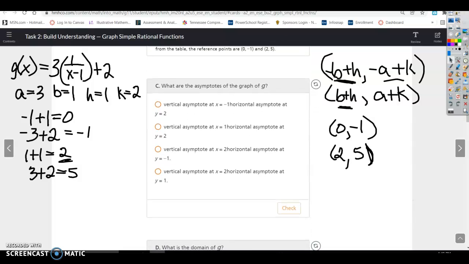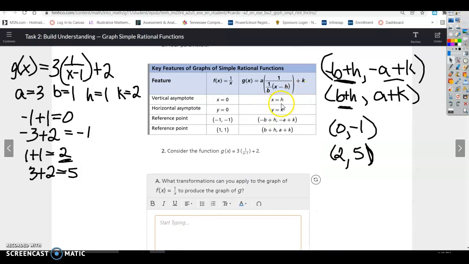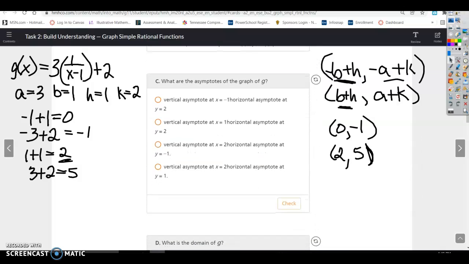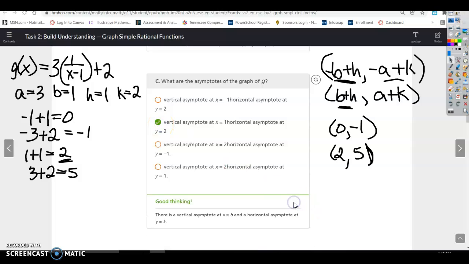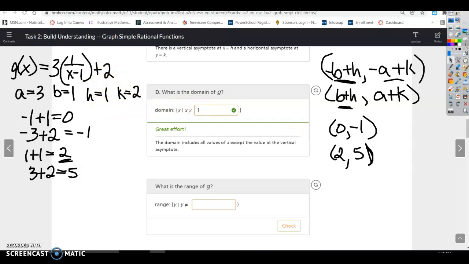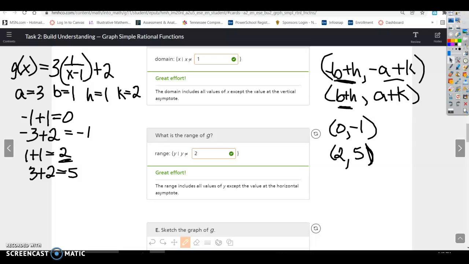All right, so the next question says, what are the asymptotes of the graph? Okay, if you remember, the asymptotes come from your h and k. So your vertical asymptote is h. Your horizontal asymptote is k. So a vertical asymptote is h, which is 1, and our horizontal one is 2. So our vertical asymptote is 1, horizontal is 2. All right, what is the domain? Okay, the domain is going to be all real numbers except this number here. Wherever the asymptote is, that's what's excluded. All right, the range is all real numbers except 2, since 2 is the asymptote. So it would be all real numbers except 2.